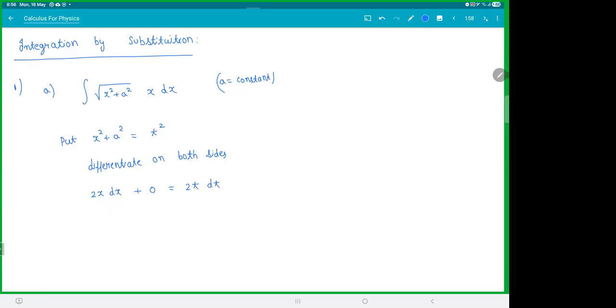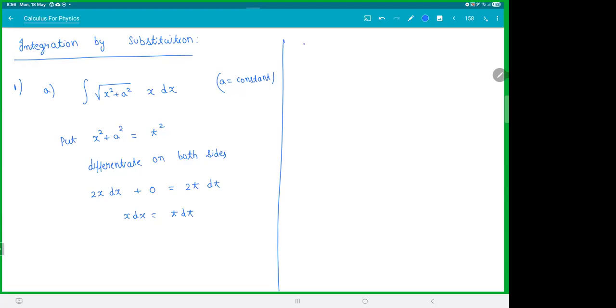Perfect. Then you got everything. So we got x into dx is equal to t into dt. Now substitute everything in that integral. See how your integral becomes: integral of root over x square plus a square, that guy becomes t. x into dx becomes t into dt. Did you see how it modified? So it becomes pretty straightforward.